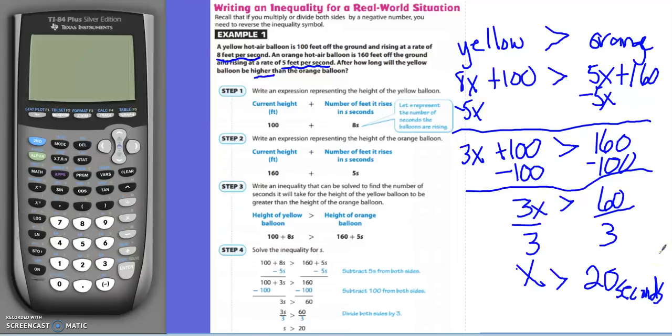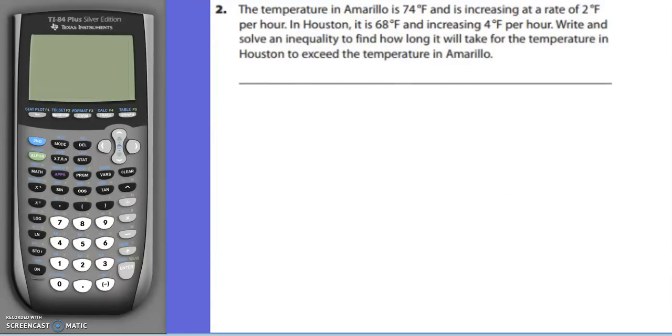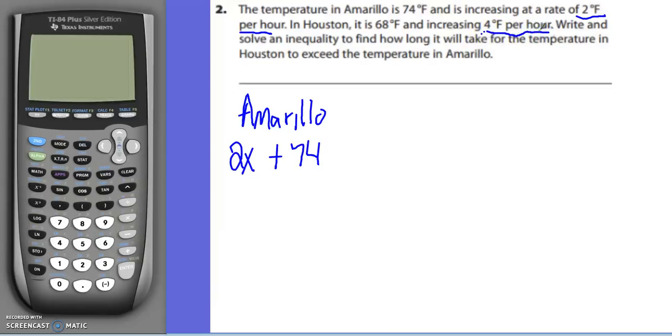Alright, let's look at example 2. On example 2, it says the temperature in Amarillo is 74 degrees Fahrenheit and is increasing at a rate of 2 degrees Fahrenheit per hour. So the left side of the inequality can be Amarillo. The constant rate of change is 2 degrees Fahrenheit per hour. The initial is 74. And Houston is 68 degrees Fahrenheit and increasing at 4 degrees Fahrenheit per hour. So the right side of the inequality can be Houston. The constant rate of change is 4 degrees Fahrenheit per hour, and the initial is 68.